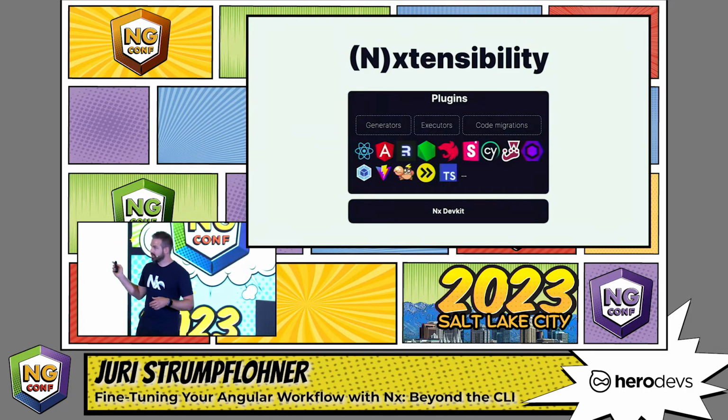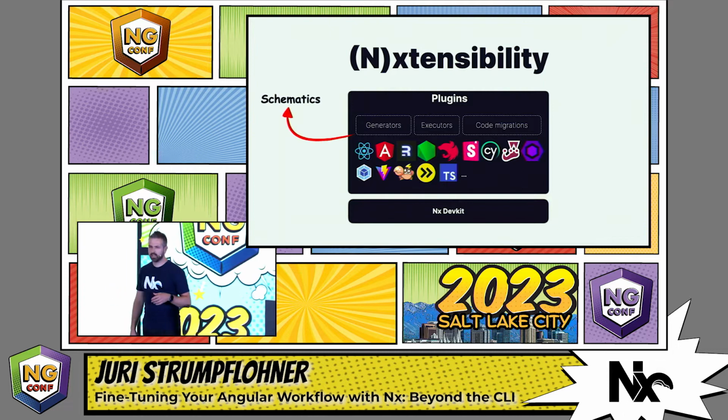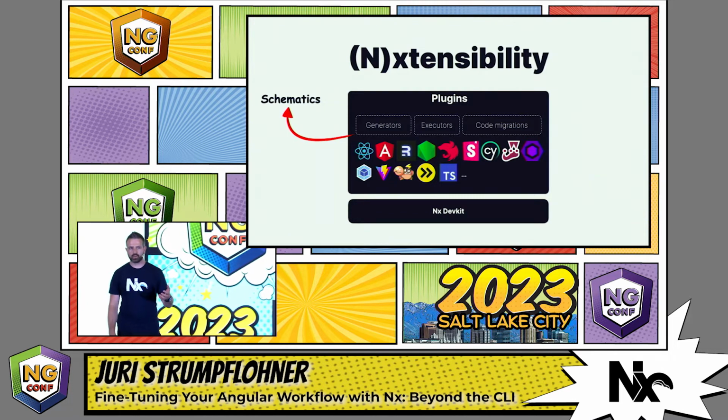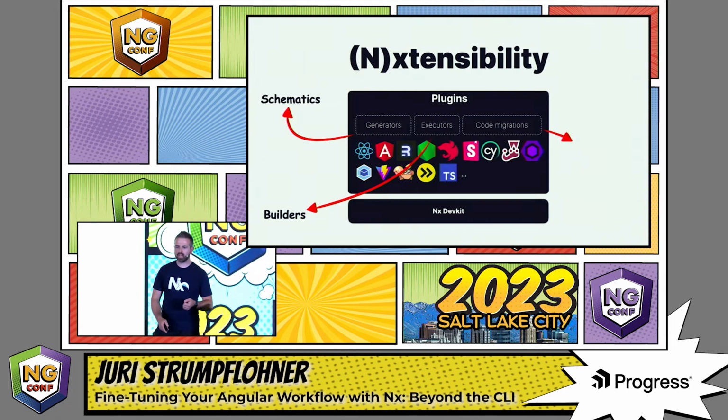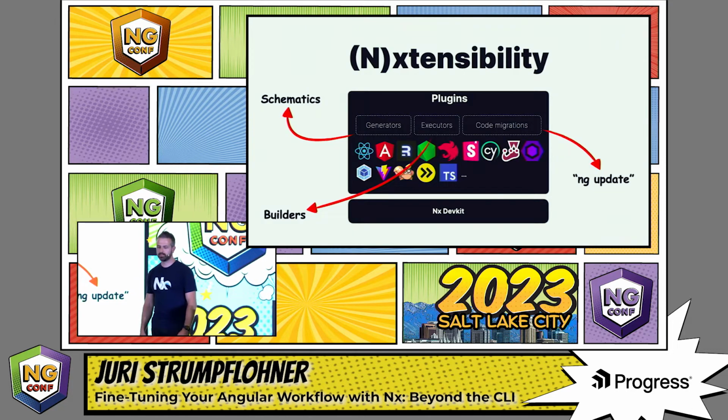Now, if you look at these names here, they might not immediately sound familiar, but they're just other names for concepts you might already know. So generators is just another word for schematics. Executors is just another word for builders. And code migration is really a similar version of ng update, right? So you still can leverage all those things in an Nx workspace.